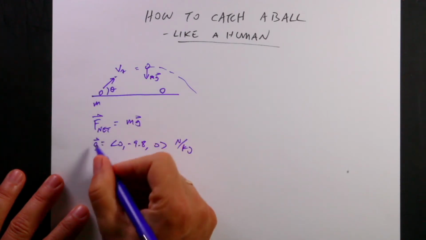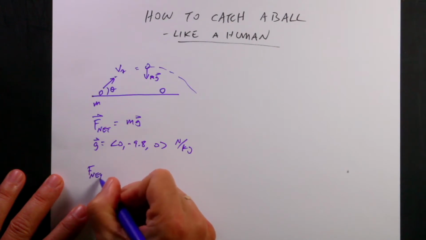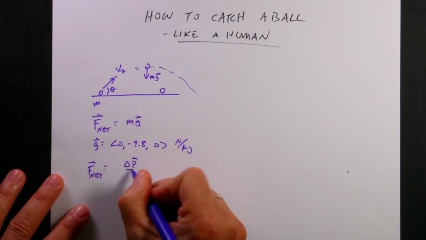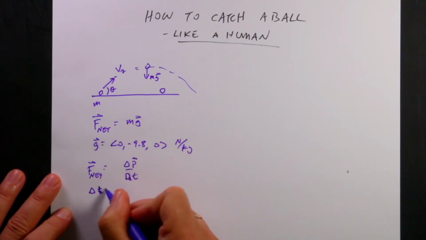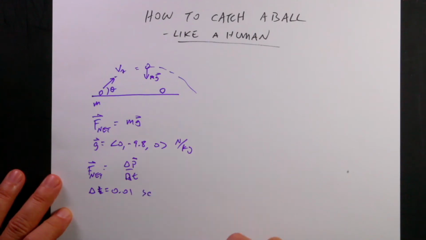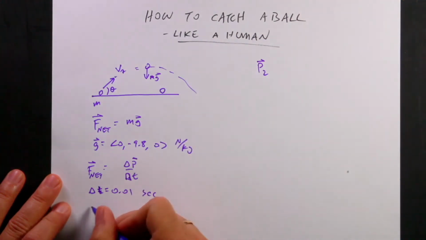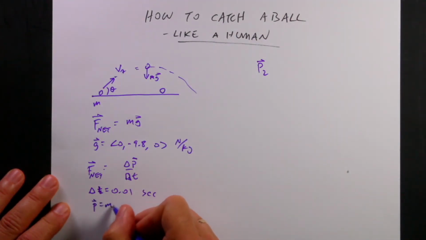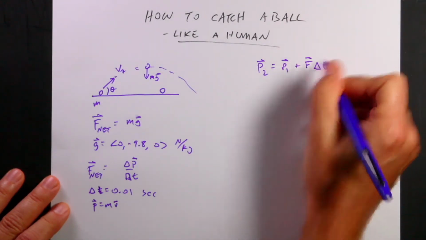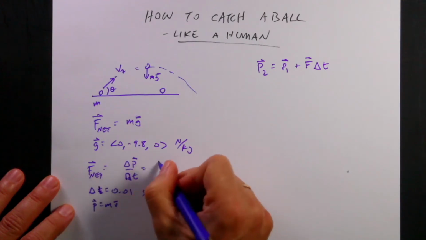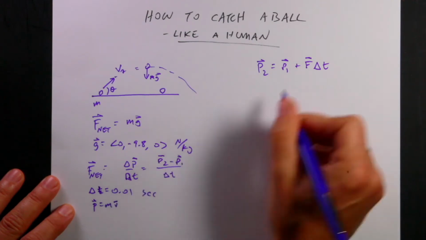So if I know the net force in some short time interval, this net force is the change in momentum over the change in time. So let's say delta t is 0.01 seconds. Then at the end of that time interval, with P equals mv, P2 is P1 plus F delta t. Right? That comes straight from solving this. If this is P2 minus P1, that's the change in momentum. If I solve this for P2, I get that.